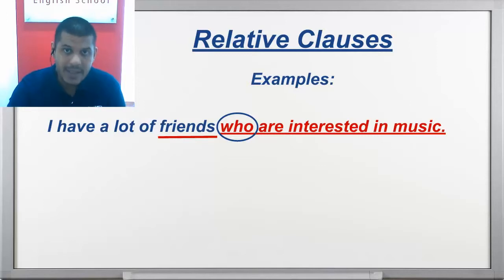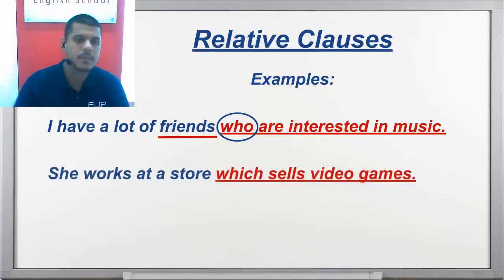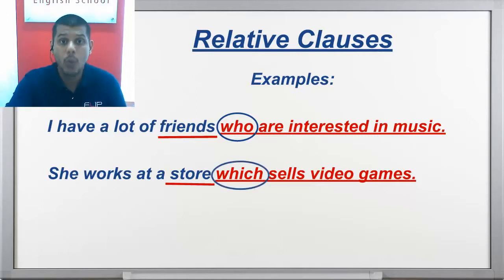Now, let's take a look at the second example I have here for you. She works at a store which sells video games, right? Question, store, is it people? I mean, is a store a person? No, it's not, right? It's a thing, it's an object. It's not an object, it's actually a location, okay? But basically, it's not a person. When it's not a person, I will use the relative pronoun which, all right? So, she works at a store which sells video games.